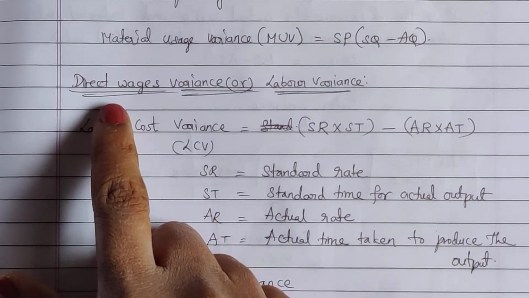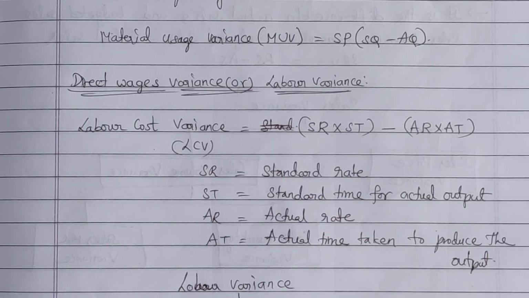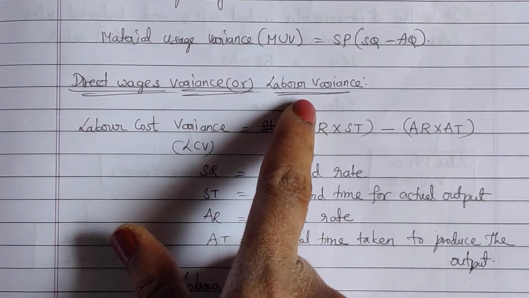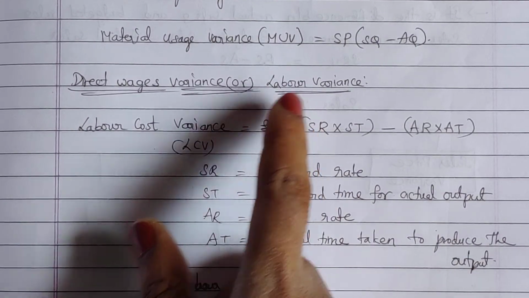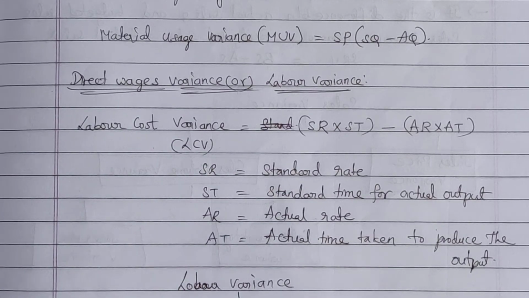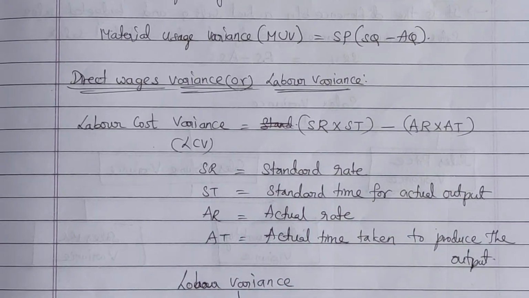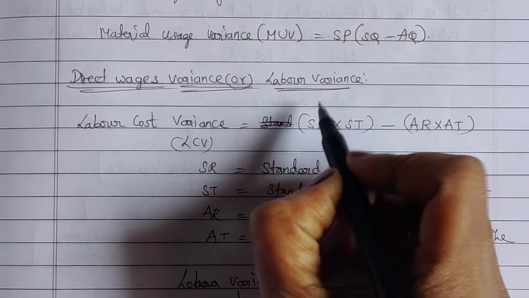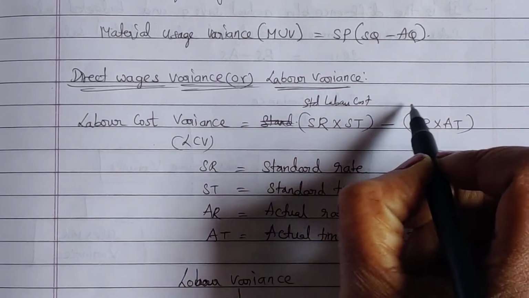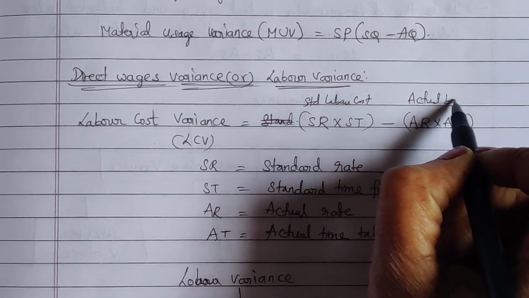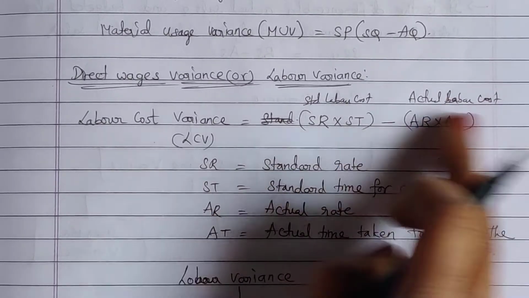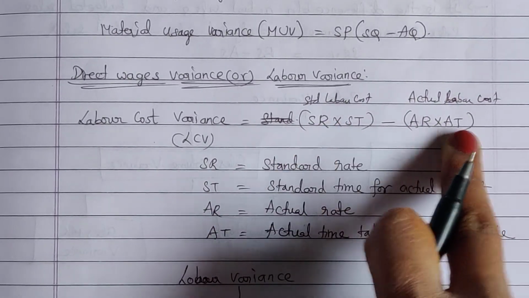So next we will discuss another variance, called direct wages variance. This can also be called labor variance. It is the difference between the standard labor cost and the actual labor cost: standard labor cost minus actual labor cost.